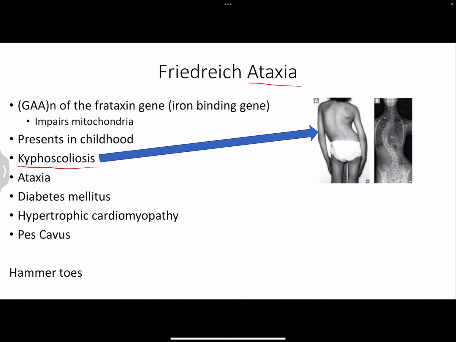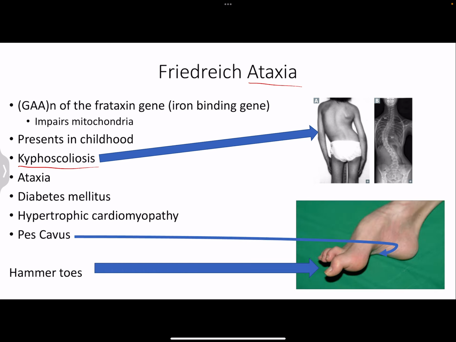And if you have Friedreich ataxia, we know the phenotype, but a vignette might just describe somebody who has a heart attack, and that's hypertrophic cardiomyopathy, and it's associated with this. Pes cavus is this super arched foot, and the hammer toes, not this big toe, but these other toes are the hammer toes.